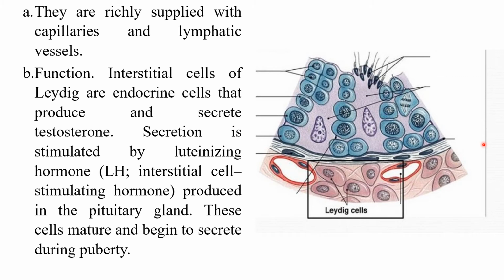They are richly supplied with capillaries and lymphatic vessels. The functions of interstitial cells of Leydig: these interstitial cells are endocrine cells that produce and secrete testosterone. The secretion of testosterone is stimulated by luteinizing hormone produced in the pituitary gland. These cells mature and begin to secrete during puberty.